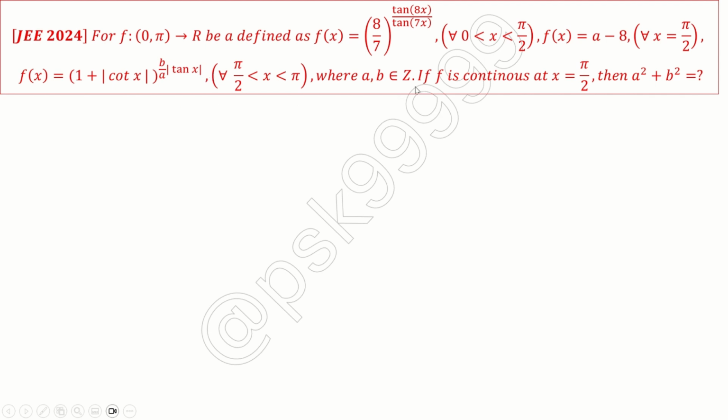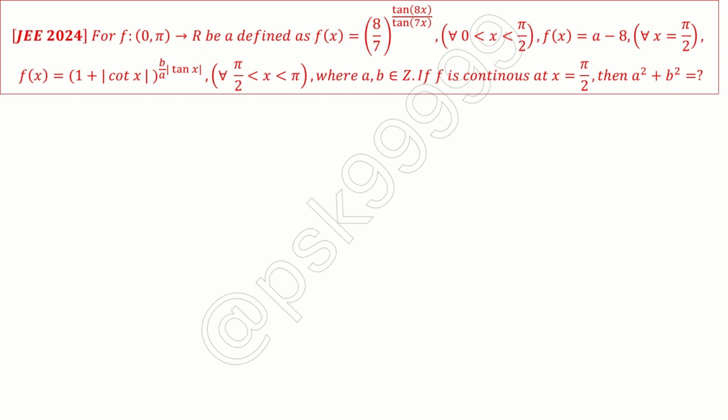Where a, b are real numbers, and if f is continuous at x equal to pi by 2, then what is the value of a square plus b square? The information given is f of x is continuous at x equal to pi by 2, and for all the limits which are mentioned as continuous, you have to check the LHL, RHL, and then equate it to f of x at x tends to a.